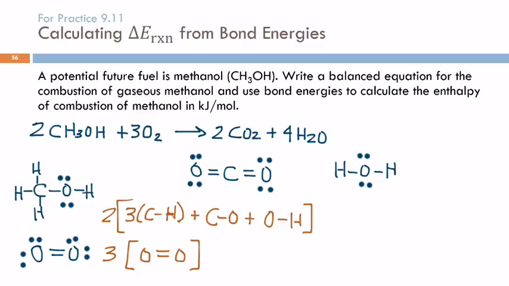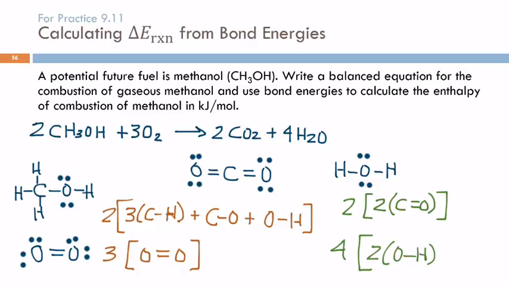So those are the bonds that we're breaking. And then what kind of bonds are we making? I'm going to make this green. So we have 2 carbon dioxides. And each carbon dioxide, what kind of bonds are we making? We've got 2 carbon-oxygen double bonds. And in water, there's 4 water molecules, and what's being made there? We have 2 oxygen-hydrogen bonds.